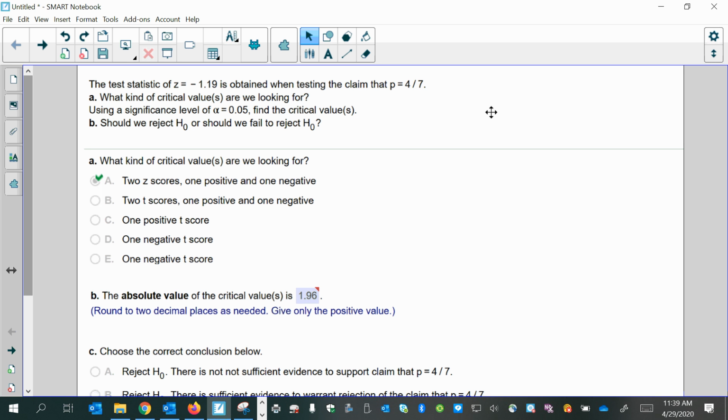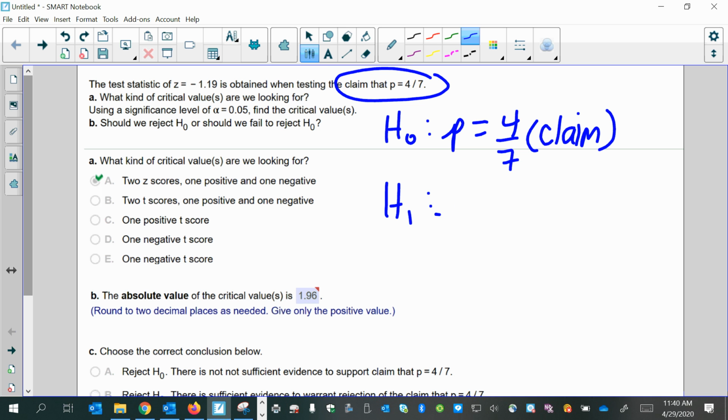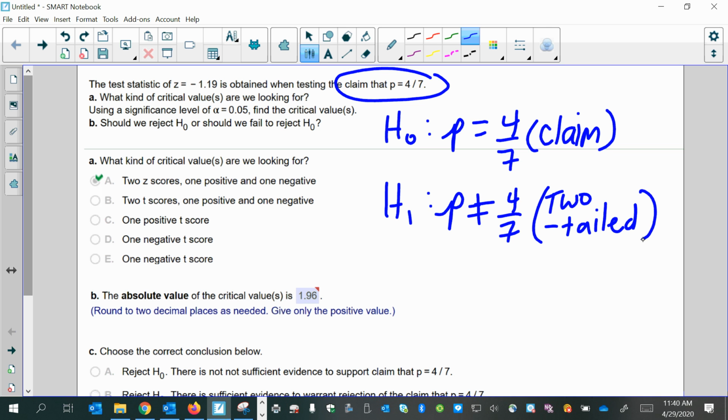Now, if we have a claim that has equality in it, and it has the equal sign specifically in this example, that means that our null hypothesis will contain the claim, and the alternative will be the complement of the claim, not equal. So this will be a two-tailed test. When we have a two-tailed test, we have to have two critical values. So we would be looking for two z-scores, one positive and one negative.